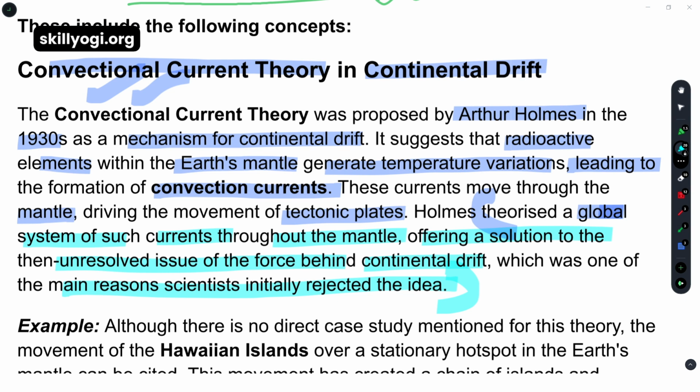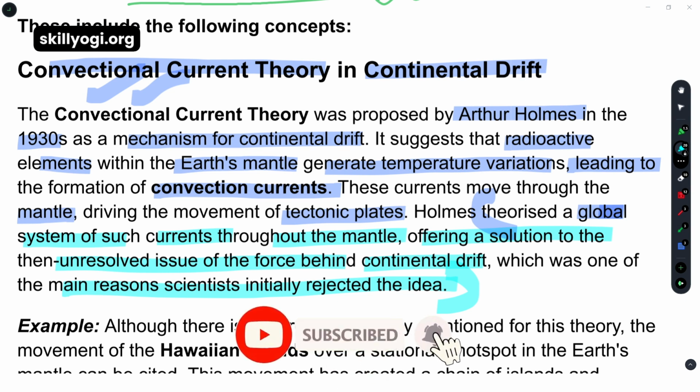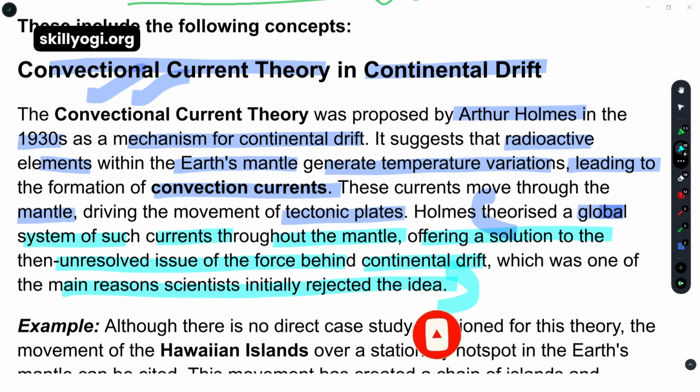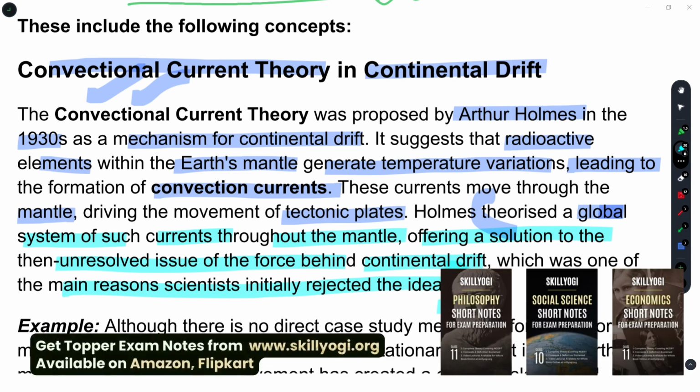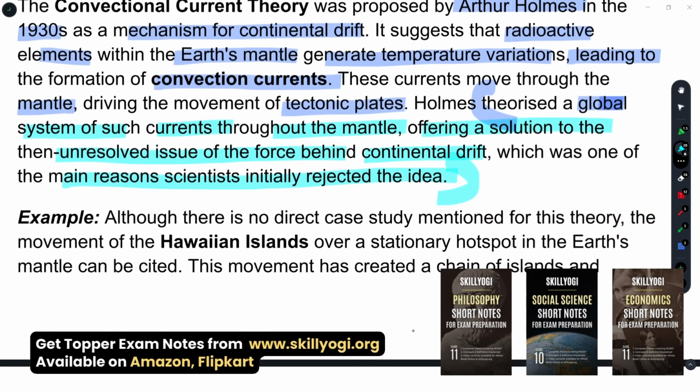So why did the scientists reject that idea? Because Holmes theorized that a global system of currents, which currents? Convection currents throughout the mantle, as we just learned, offers a solution to the unresolved issue of this force. Which force? The force through which the continental drift is going on, and which was one of the main reasons the scientists initially rejected this idea.